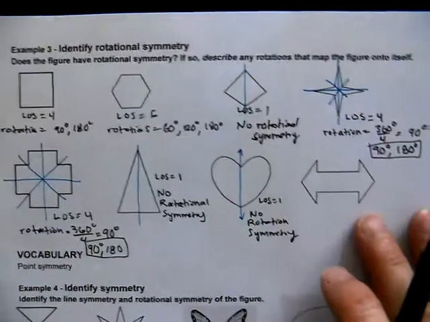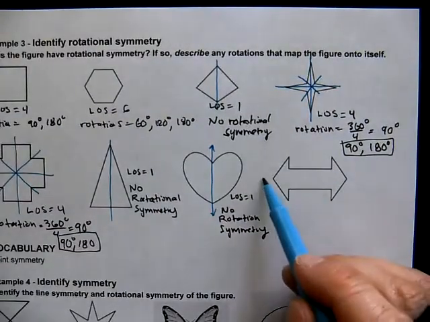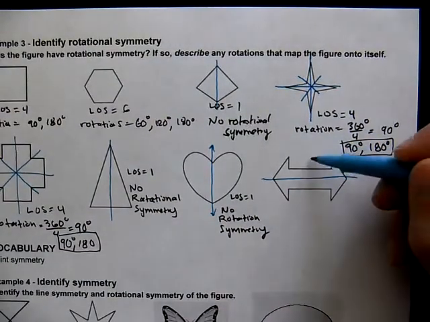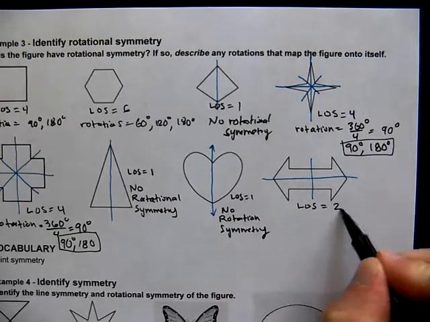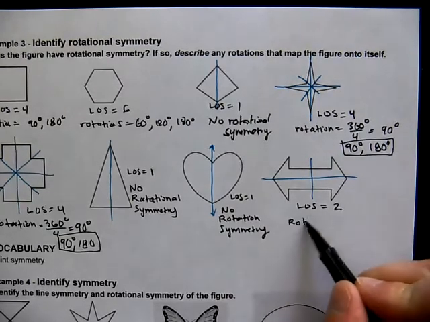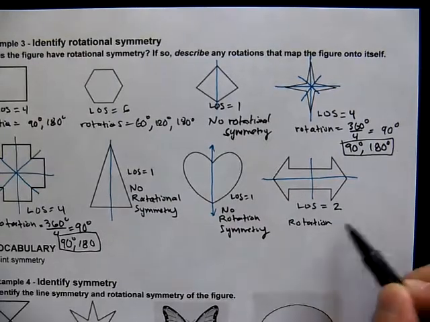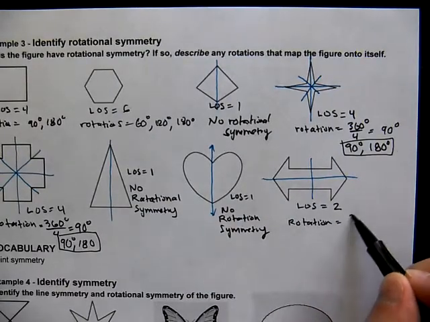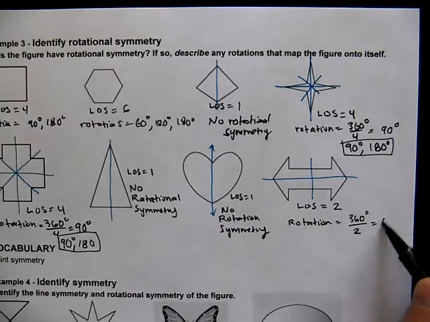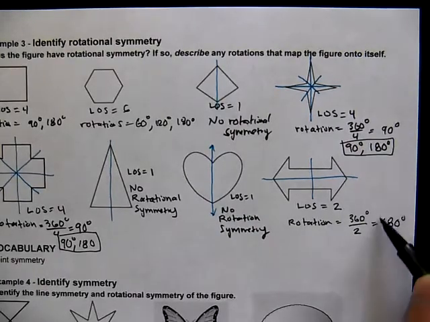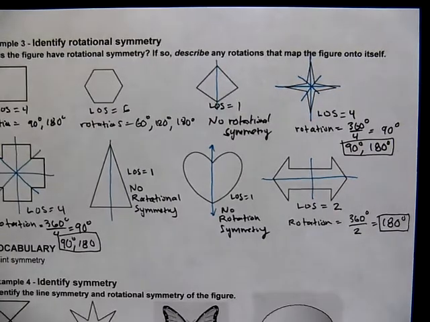Last we have this arrow, and it looks like we can draw both horizontal and vertical. So we have exactly two lines of symmetry. So my rotational symmetry will be 360 divided by the number of lines of symmetry. In this case it's exactly 180. So it has two lines of symmetry and 180 degrees of rotational symmetry.